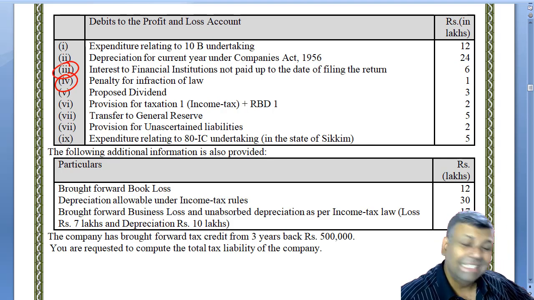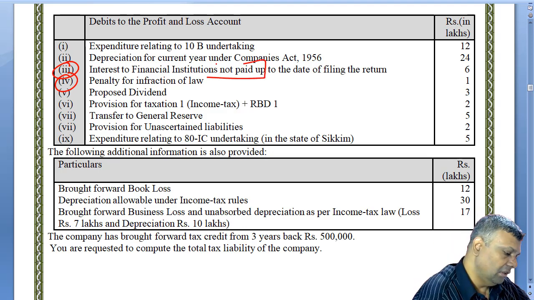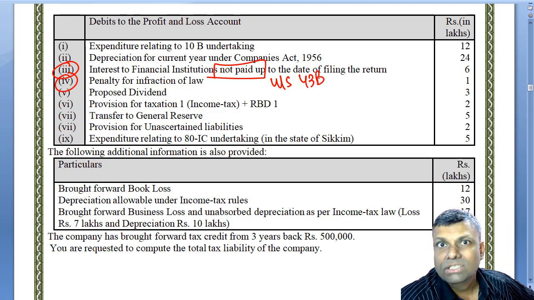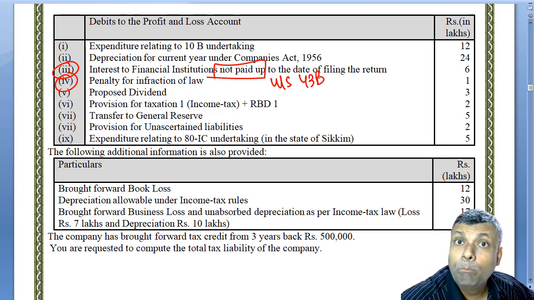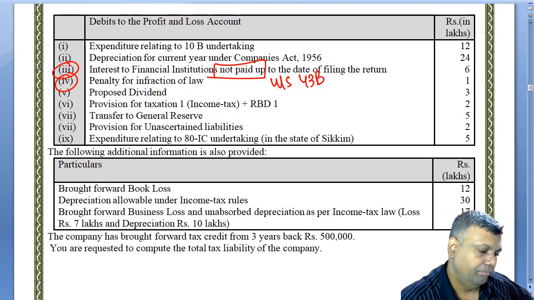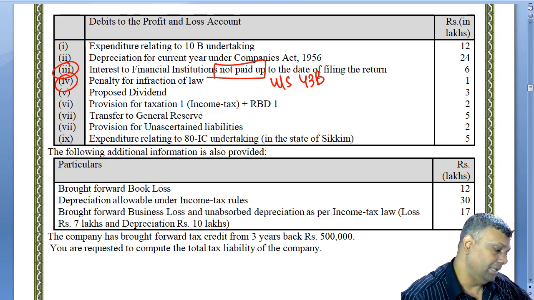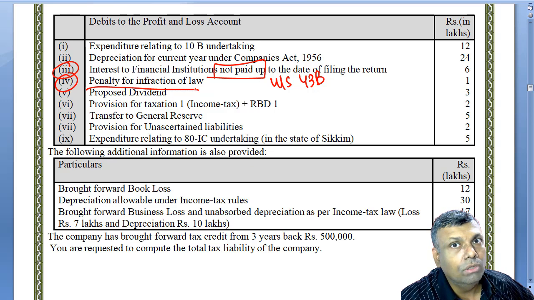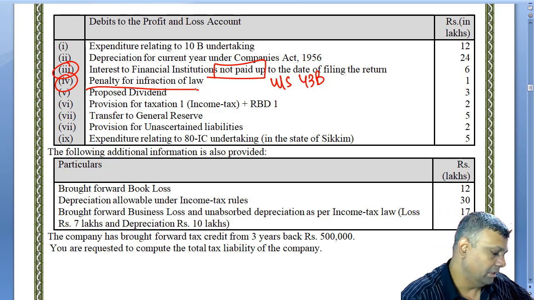Interest to financial institutions not paid up to the due date of filing of return. That means under section 43B, certain deductions are allowed only on payment basis. That means you pay it and you get the deduction. In the given situation, you haven't paid it, so you will not get the deduction. But you have already debited this figure to the P&L, so I'll have to add it back. Penalty for infraction of law is not allowed as a deduction, but you have already debited it to the P&L, so I have to add it back to the income. Proposed dividend is also not allowed.